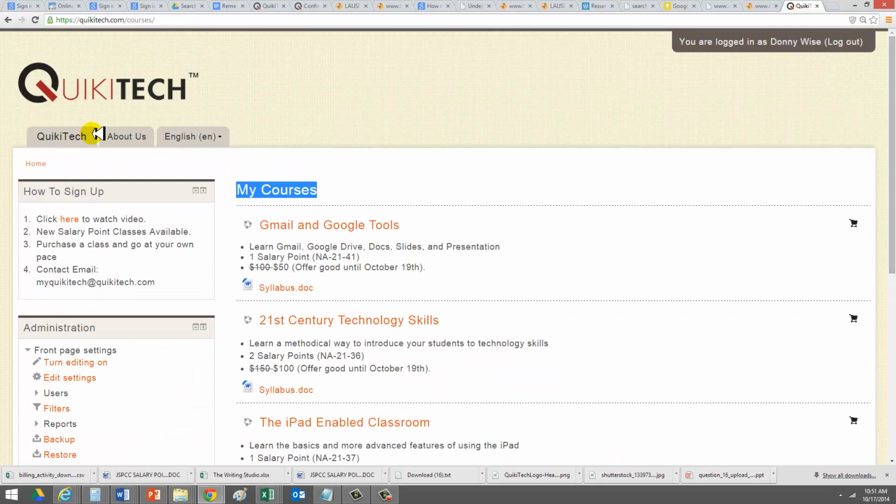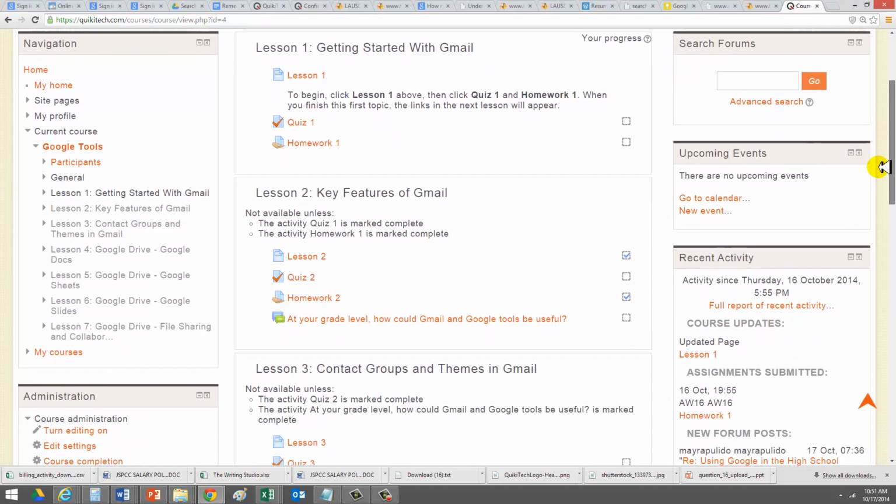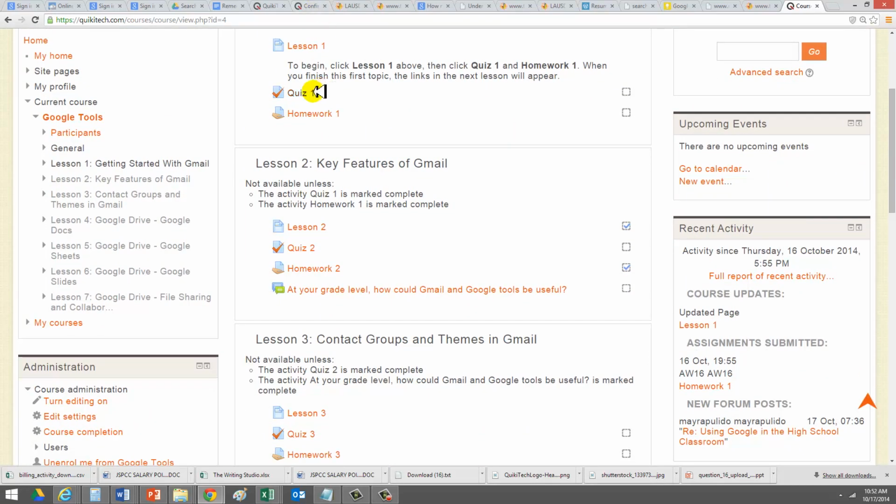Okay, let's go really quickly to a particular course. If we click on the Gmail and Google Tools course, I want to make sure that you're clear on how to get back to this page. Always go to the left and click on the name of the course. That will always bring you back to this page. The other thing I want to highlight is that we have basically 3 types of end-of-lesson activities. We have quizzes, we have homework, and we have forums.